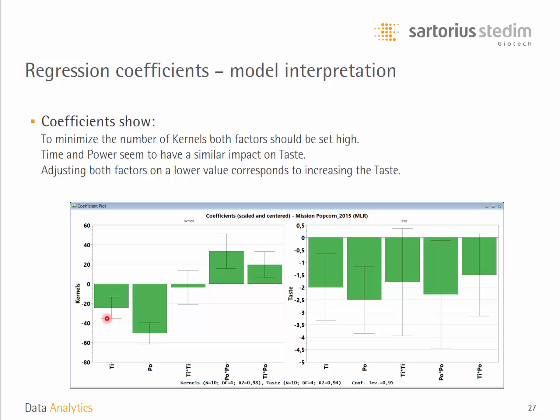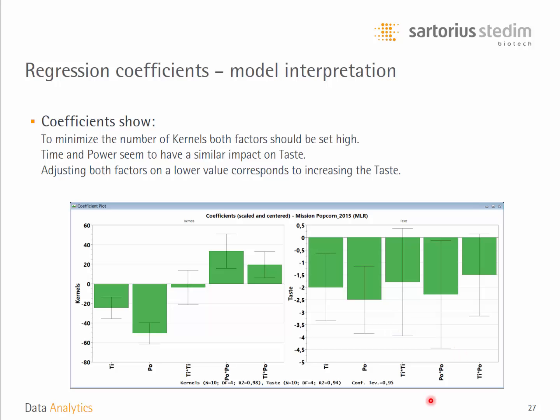So what we see here is that to minimize the number of kernels, both time and power should be on the high setting. Time and power also have a similar influence on taste, so adjusting both factors to a lower value in this case corresponds to increasing the taste.